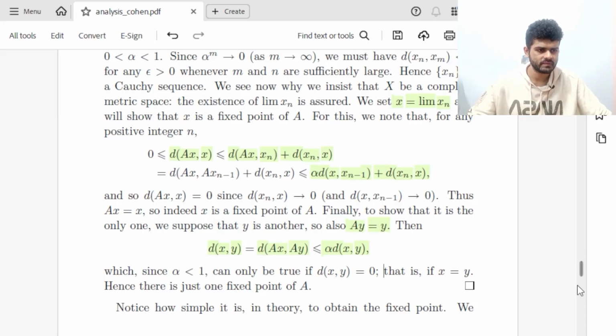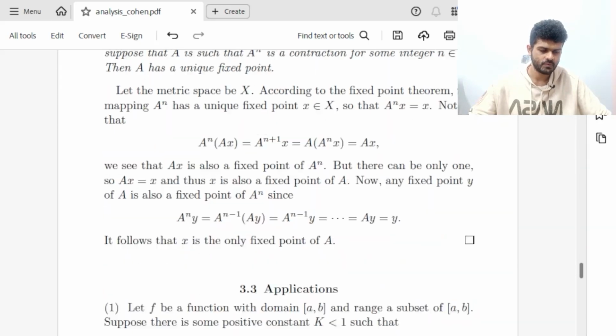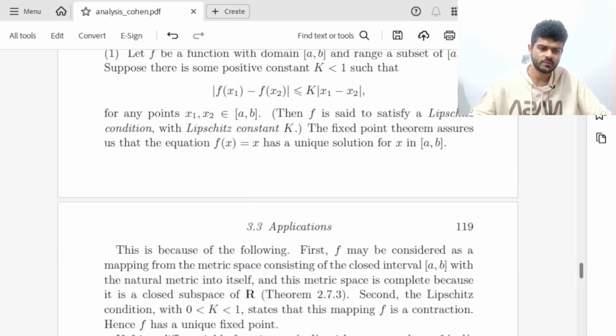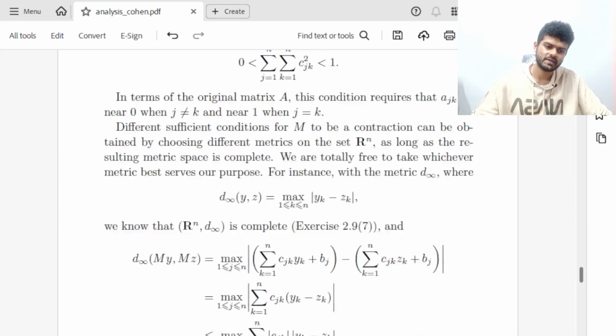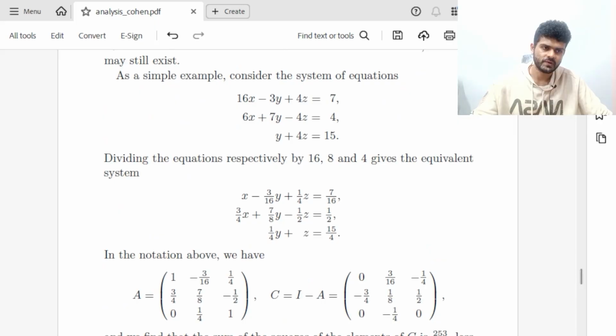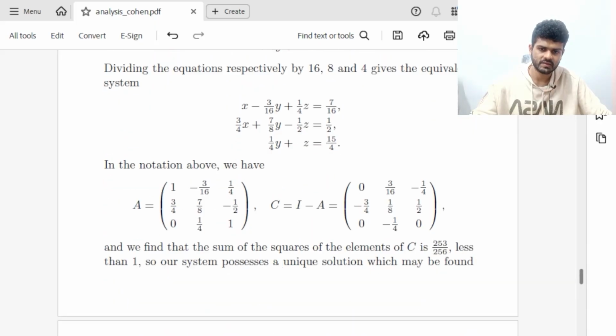So this is an interesting theorem. With that, you have a lot of applications. One of them is solving a system of linear equations, and that's essentially what they have done here. If you have a system like this, you construct the I minus A matrix and then look at the sum of squares. If the sum of squares happens to be less than 1, then you can say that there's a solution.